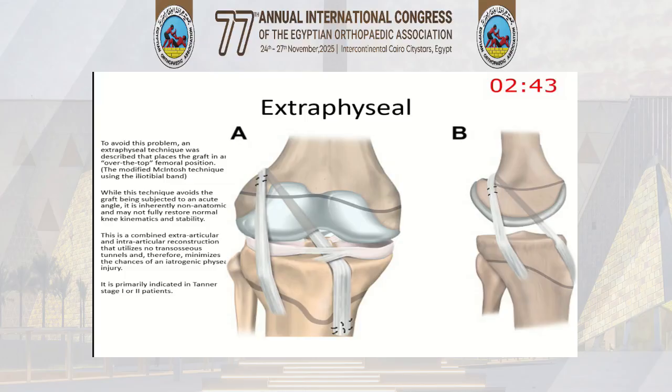It's a combined extra-articular and intra-articular reconstruction where we may use an oblique tibial tunnel, or we may even pass the graft under the intermeniscal ligament and then over the top position. This is the iliotibial band, of course, with preserving its attachment here. It is primarily indicated in Tanner 1 or 2.